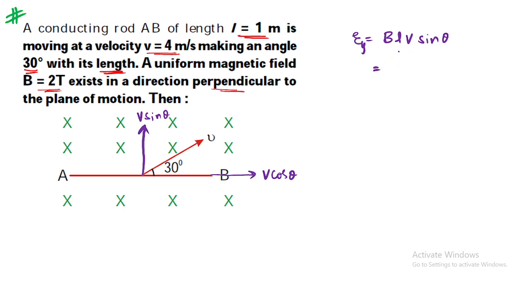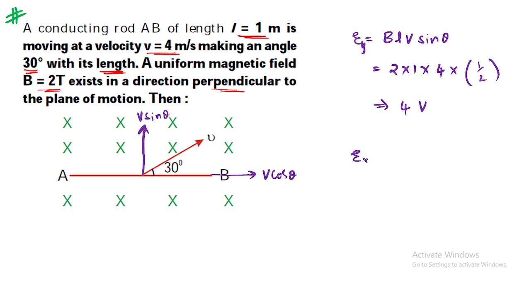B is how much here? 2. L is 1. V is how much here? 4 meter per second. Sine 30, right? Sine 30 will be how much here? 1 by 2. So totally how much here? 4 volt you will generate.